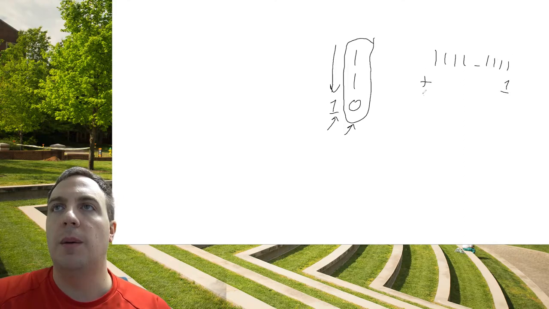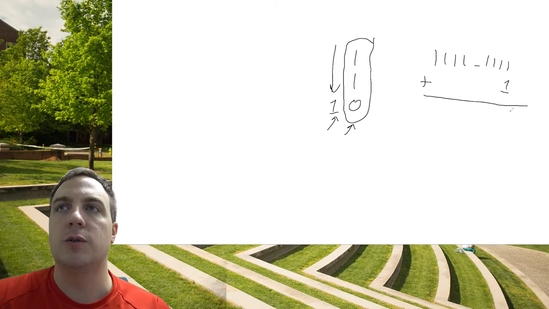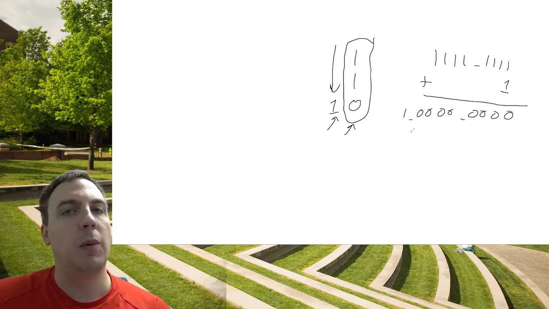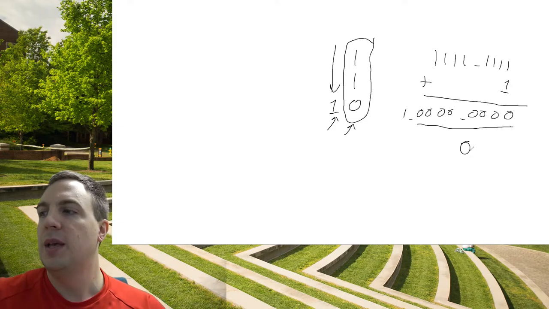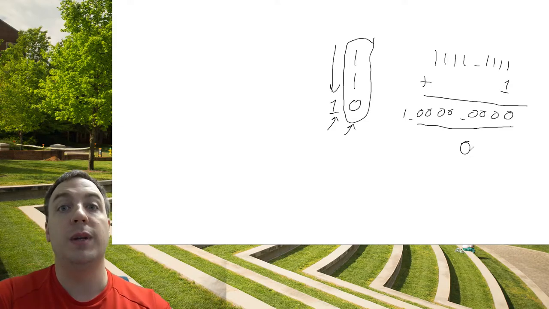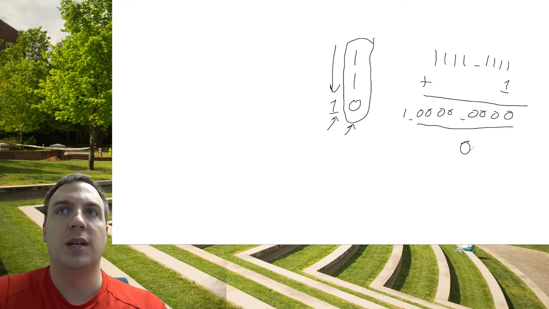So what if I had 1111 1111 + 1? Well, because this is 8 digits, we're going to get 8 zeros and a 1. So there's actually 9 digits, but we can only store 8 digits inside of a char. So this is actually what's stored in a char. So in this case, 255 + 1 is actually the value 0. That's what's going to happen because we don't have an infinite digit that we can use.